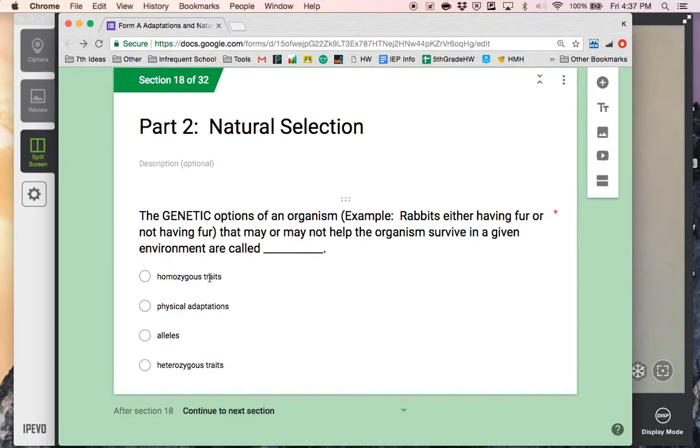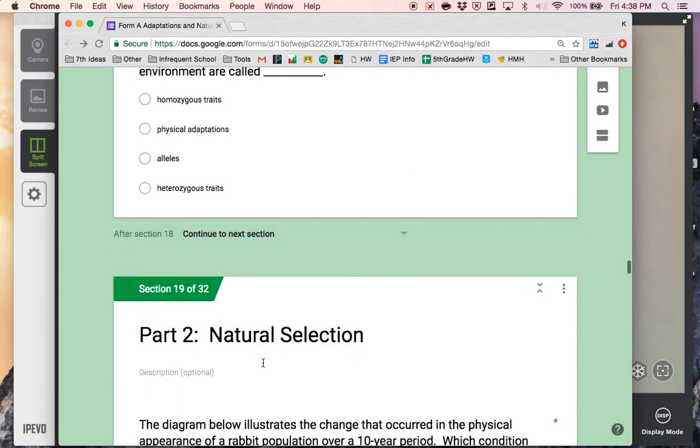Homozygous traits, well, that's all the same. So that isn't an option because homozygous traits are the exact same. Physical adaptations, that's not really a genetic piece that we've been talking about. Alleles, there is a genetic option. Alleles, remember, like eye color could be blue, brown, hazel, green. Hair color could be blonde, black, red. Height, short, tall. Heterozygous traits, those would be a difference, but that still would be dictated from mom or dad. So when we think about genetic options, we're going to need to go with alleles on that one.